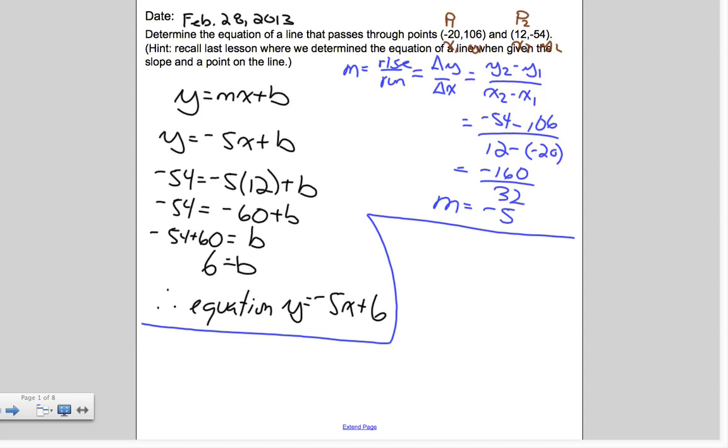My x value in this other point was 20. So let's plug that into our equation. Y is equal to negative 5 times negative 20, and my equation was plus 6. So y is equal to negative 5 times negative 20 gives me a positive 100, plus 6. So y is equal to 106. Is that my y value in my other point? Awesome.